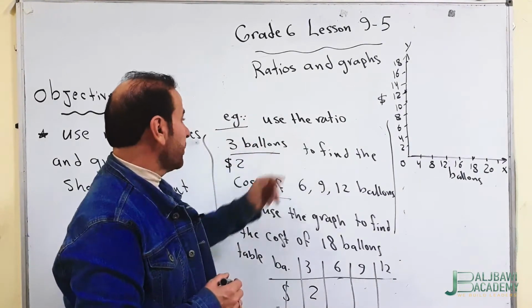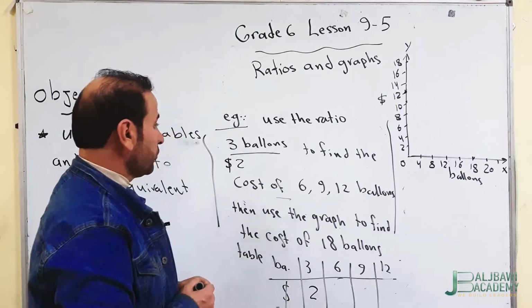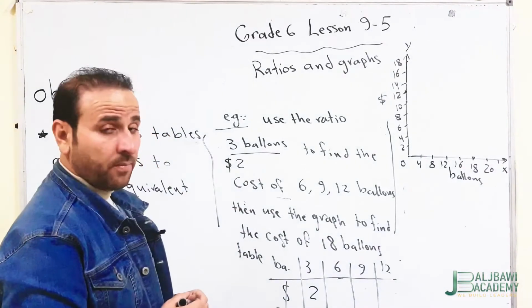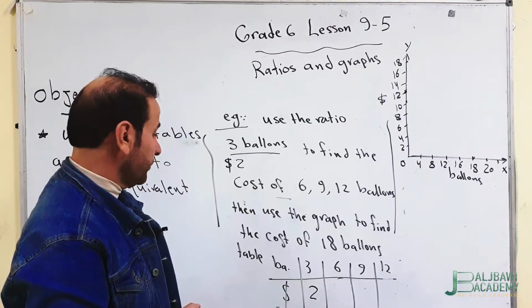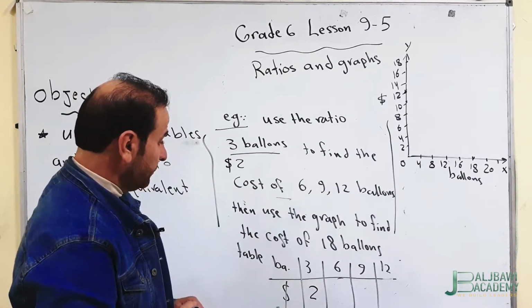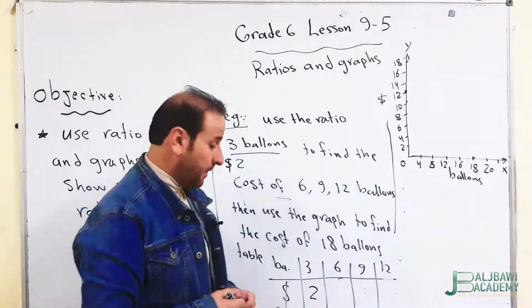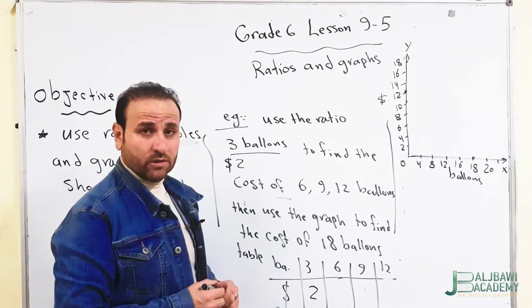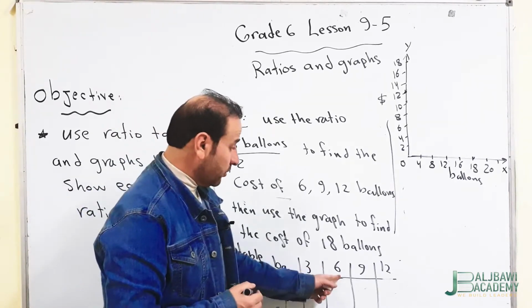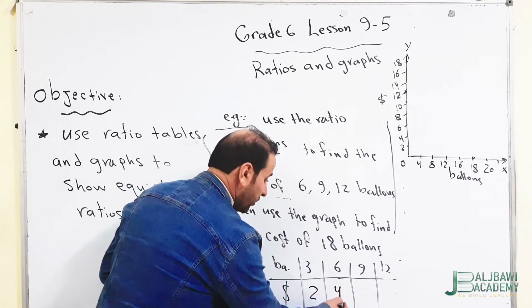Here we use the ratio 3 balloons over $2 to find the cost of 6, 9, and 12 balloons. Then use the graph to find the cost of 18 balloons. Here in the table, we have 3 balloons, 6 balloons, 9 balloons, 12 balloons. Now for 3 balloons we need $2. So for 6 balloons we double the cost, it becomes $4.